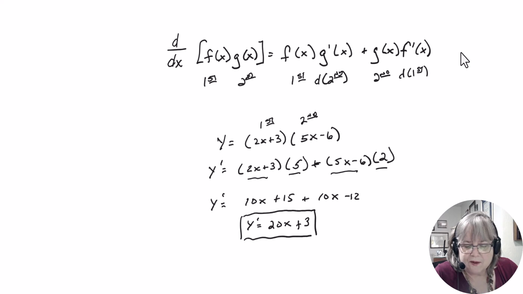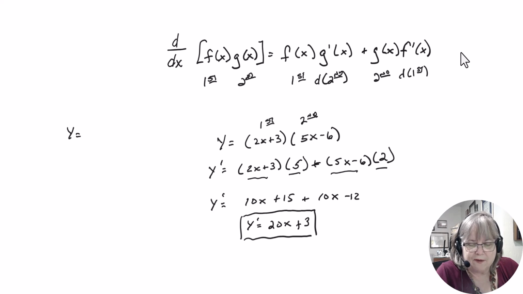Now, just to show you, the last time we did a problem like this was in the previous video, and we did the power rule, and we didn't know how to do the product rule. So what we did is we took this original y function and we would have multiplied it out. So let's FOIL out this original y function.